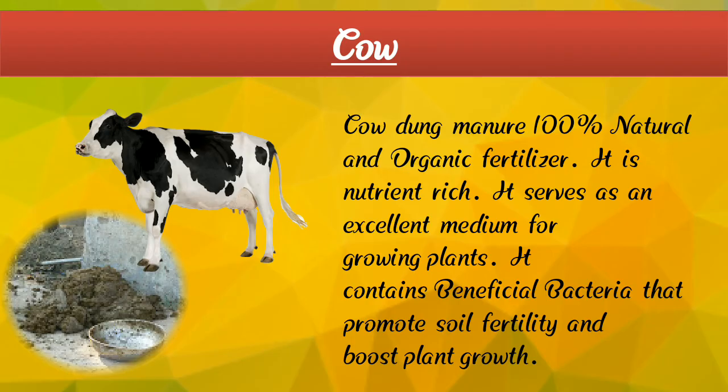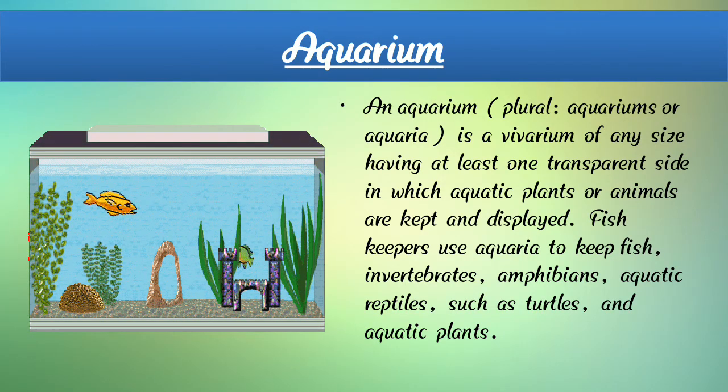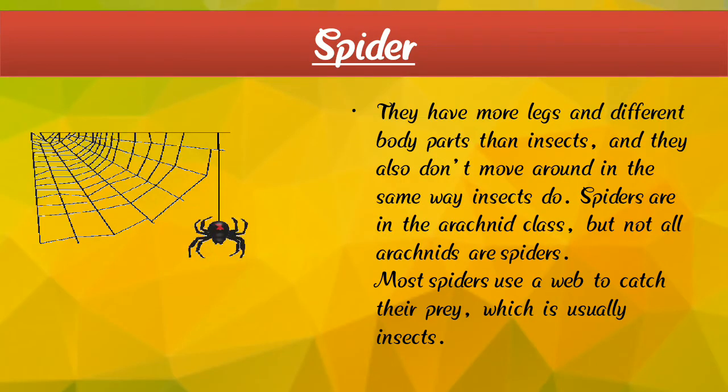Then we learn about a cow. The cow dung that falls on the ground is good for the soil and also for gardening and farming. Then we learn about the aquarium. The place where fish are kept is known as an aquarium. Then we learn about the spider. A spider has 8 legs and lives in a web.